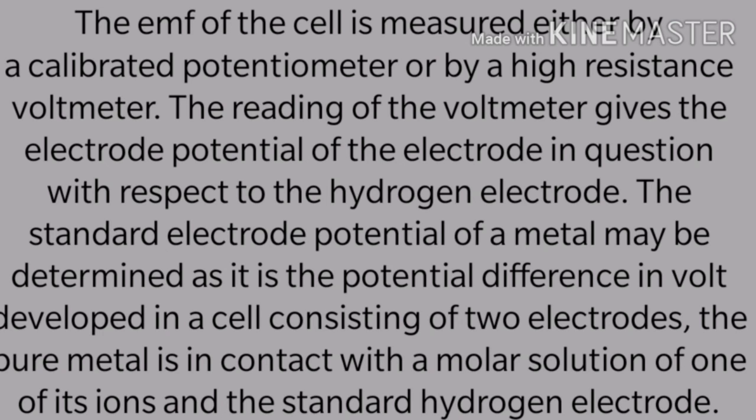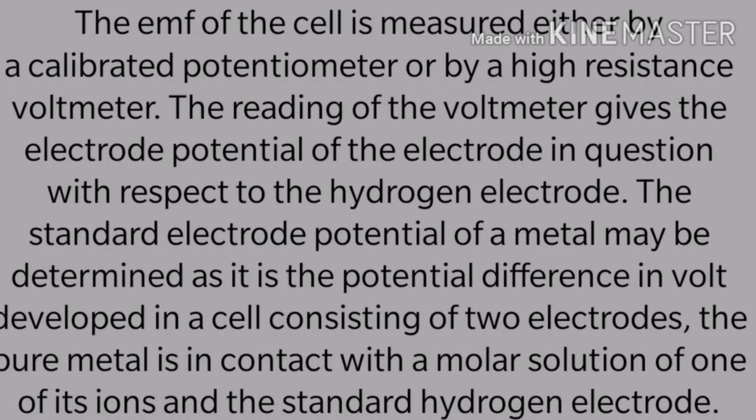For example, the cell potential difference is plus 0.76 volt in the case of zinc. So we can write 0.76 is equal to E0 anode plus 0. So E0 anode is equal to plus 0.76 volt, that is the oxidation potential, and the reduction potential of zinc is minus 0.76 volt.